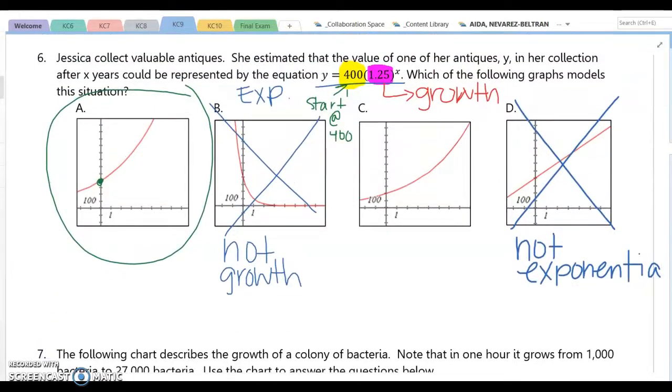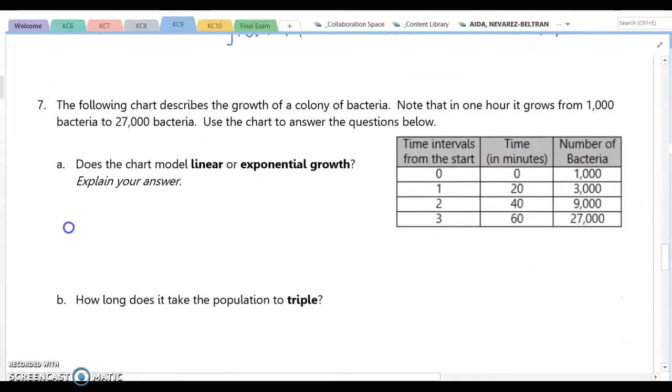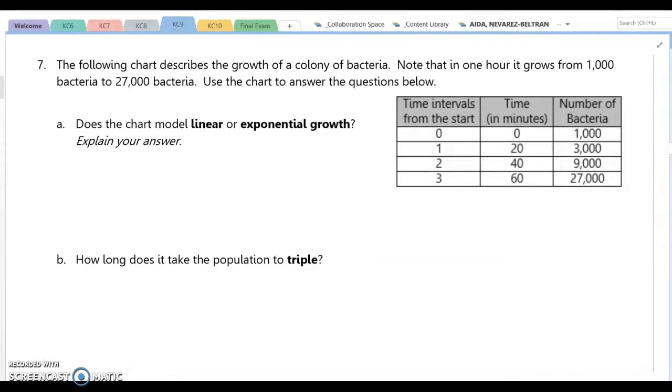Welcome back. So I finished number 6 yesterday with talking about which answer choice. It cut off a tiny bit at the end, so sorry. So our next one is number 7.